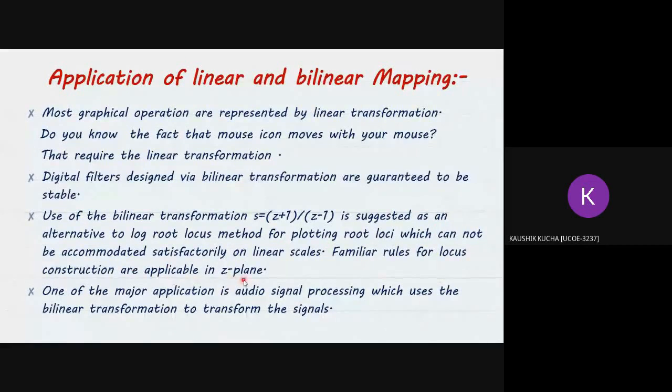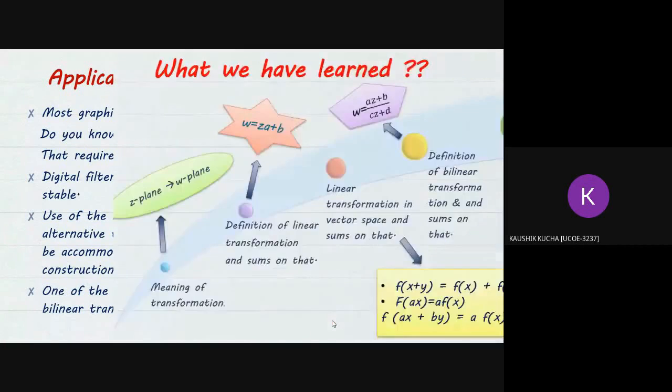One of the major applications of bilinear transformation is in audio signal processing, which uses bilinear transformations to transform the signals. Now to revise, I would like to invite Gaurav to conclude our PPT. Over to you, Gaurav.